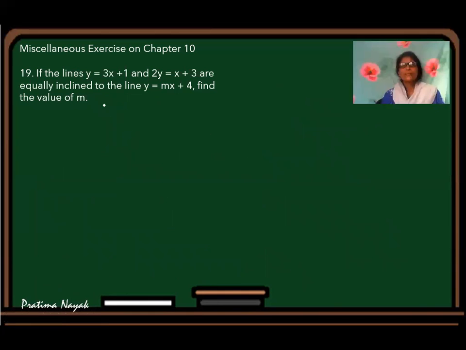Question number 19. If the lines y = 3x + 1 and y = x + 3 are equally inclined to y = mx + 4, find the value of m. So let me draw a figure, then it will be understood better. This is y = mx + 4.